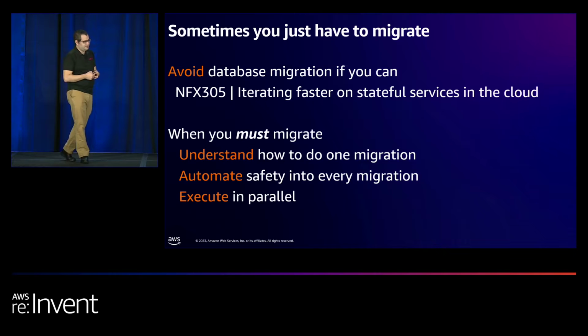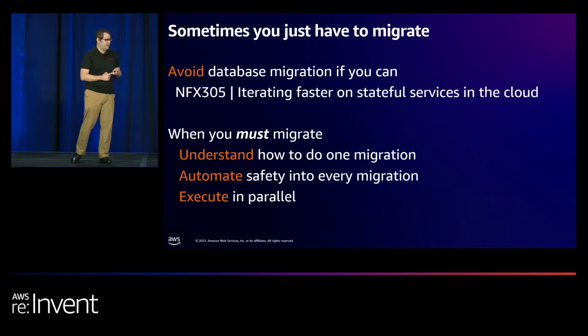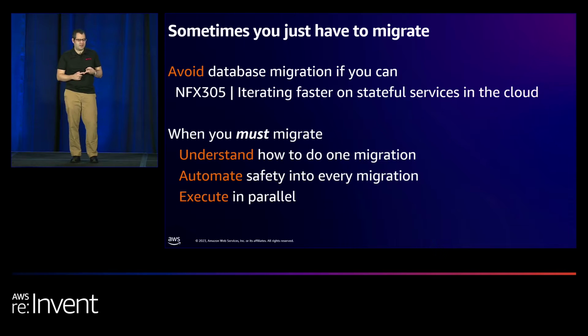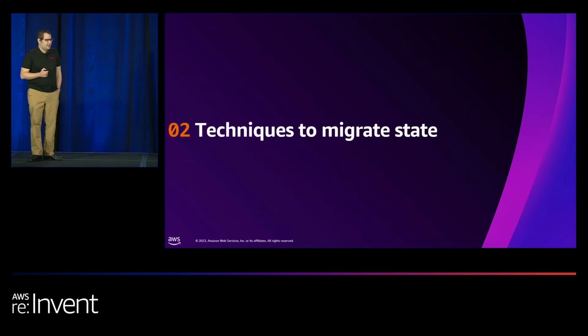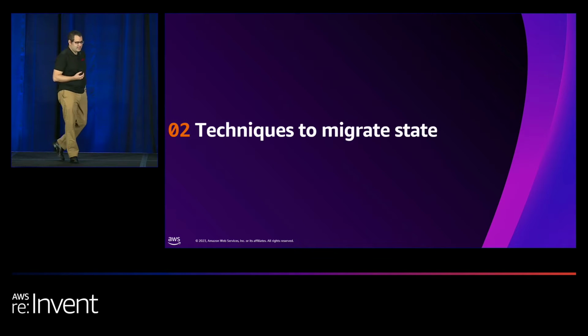But sometimes you must migrate. So when you must, understand how to do one, automate that migration, and automate safety into every migration, and then we're going to execute those migrations in parallel. And that's going to be the key. All right, so let's dive in and see some techniques that we can use to migrate state when we have to.